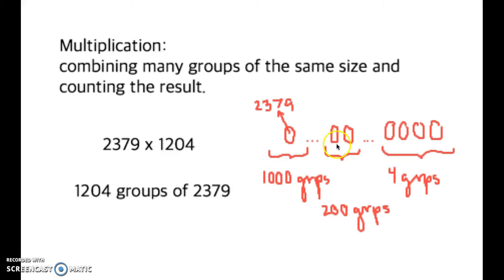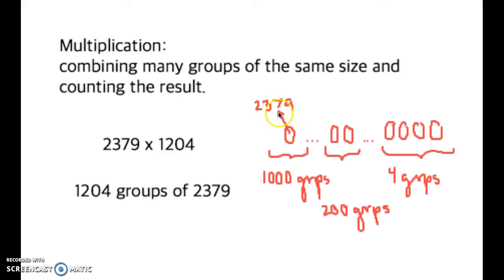So if you take each of these circles as a group of 2,379, we have 1,000 groups, 200 groups, and 4 groups. We can break it up that way. And each of these groups contains 2,379.